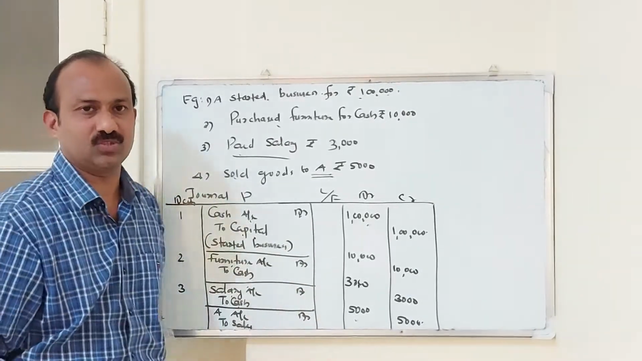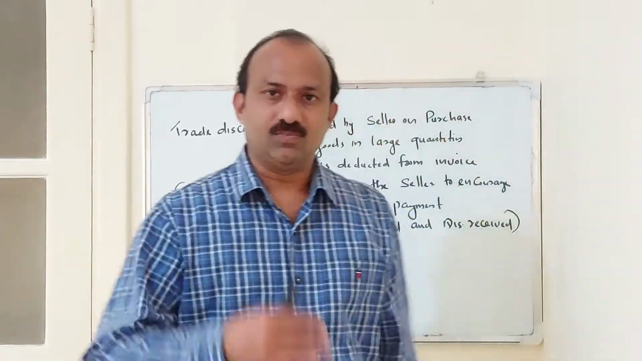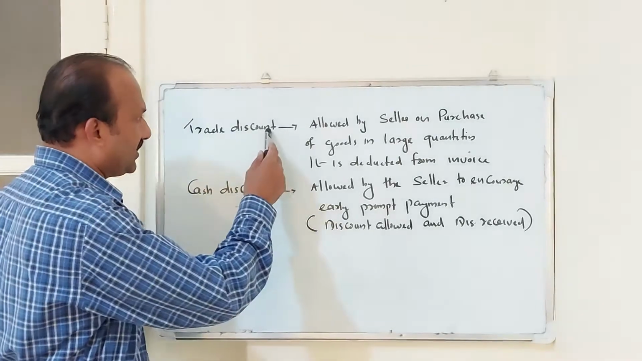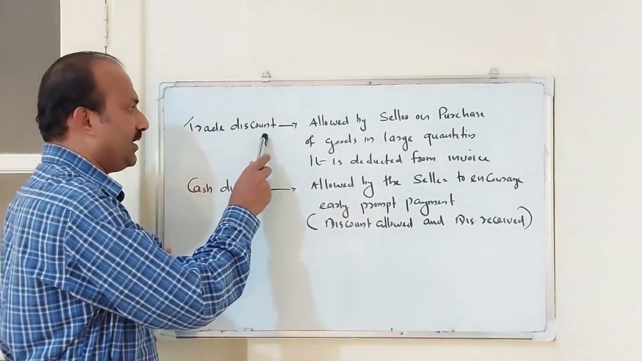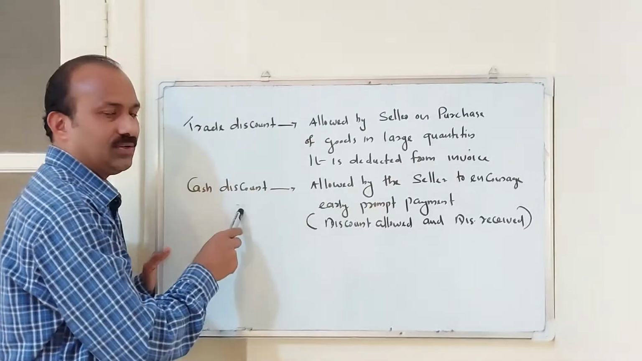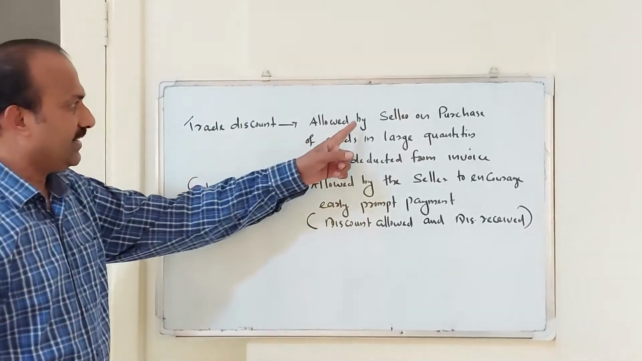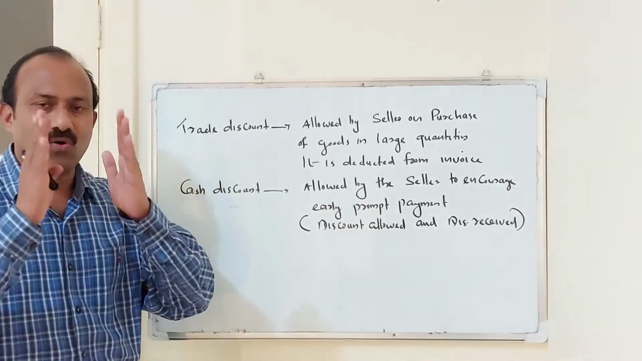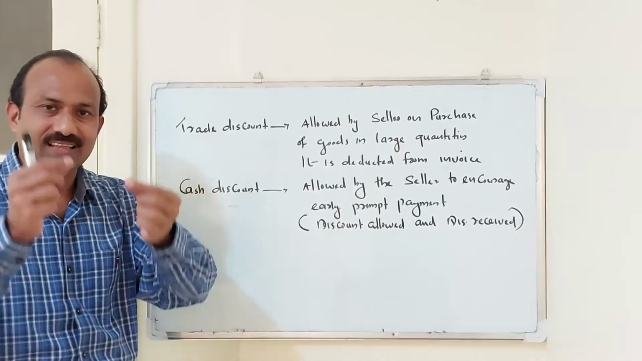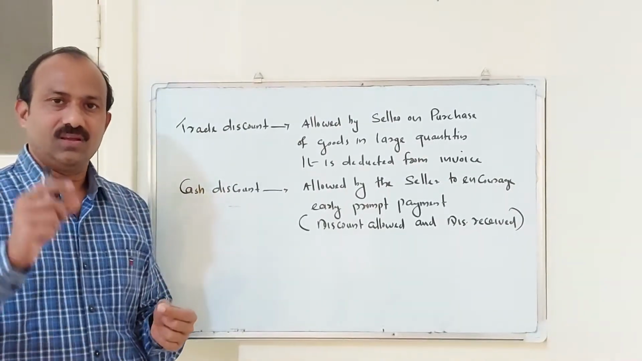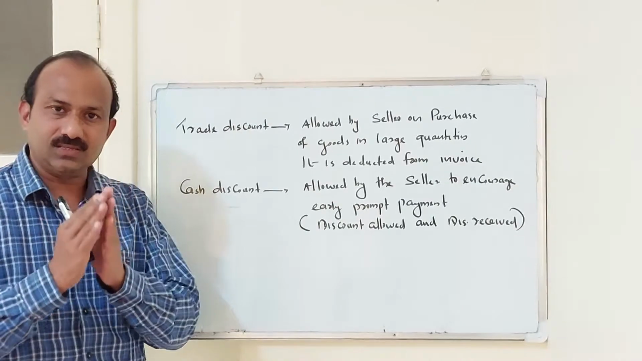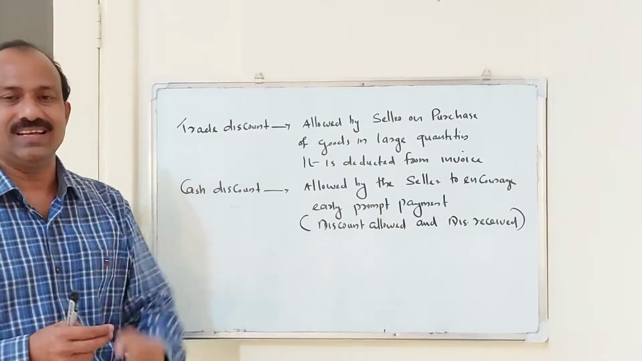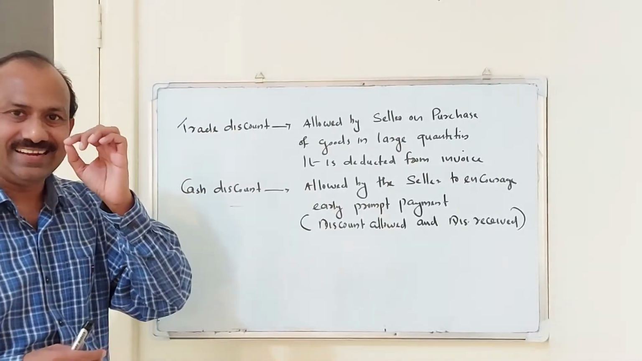Just for understanding purposes. Another small topic is coming: discount. We are familiar with some kind of discount. In accounting, we can see 2 types of discount: one is trade discount and the second one is cash discount. Trade discount means the discount allowed by the seller on purchase of goods and services in bulk quantities. Whenever you are purchasing goods and services in bulk quantities, you will get some discount. This discount is known as trade discount.